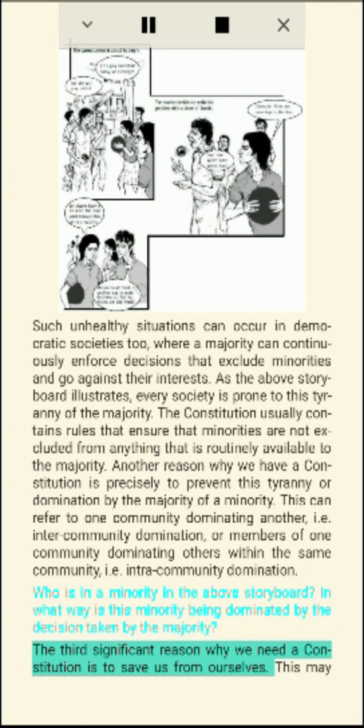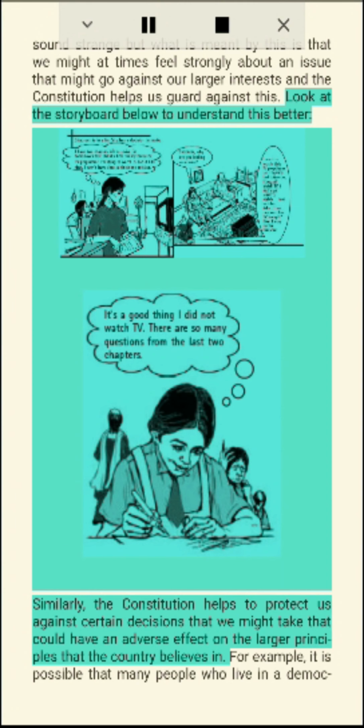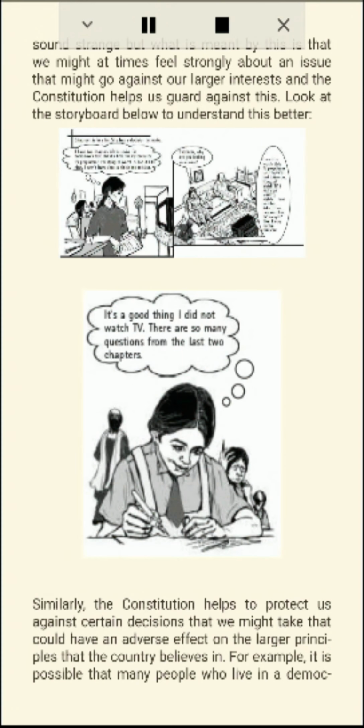The third significant reason why we need a constitution is to save us from ourselves. This may sound strange, but what is meant by this is that we might at times feel strongly about an issue that might go against our larger interests, and the Constitution helps us guard against this. Look at the storyboard below to understand this better. Similarly, the Constitution helps to protect us against certain decisions that we might take that could have an adverse effect on the larger principles that the country believes in.